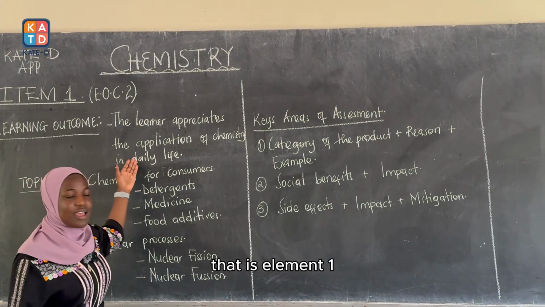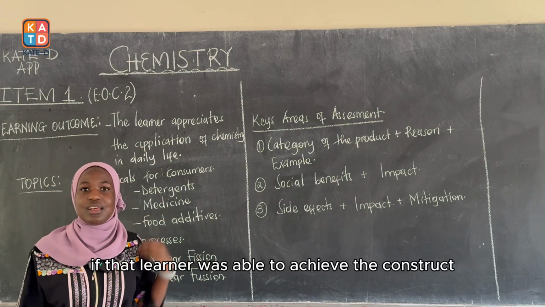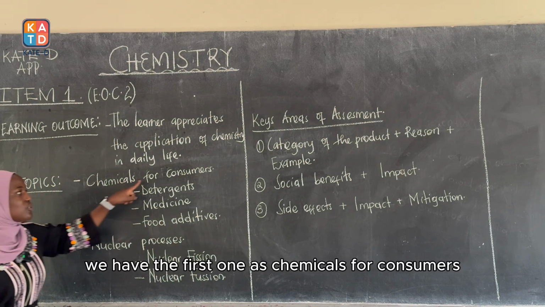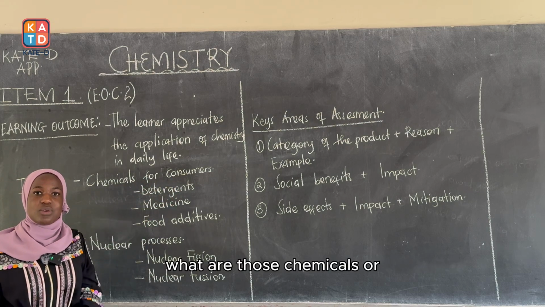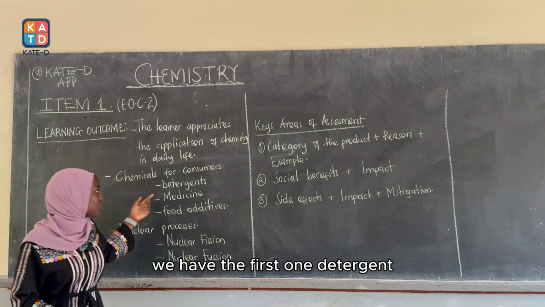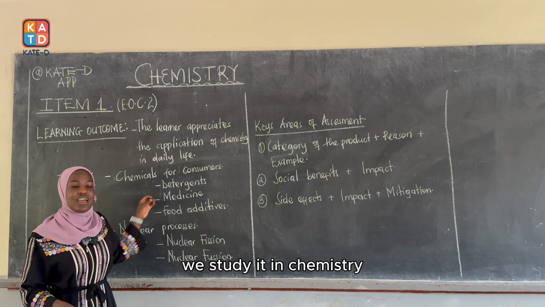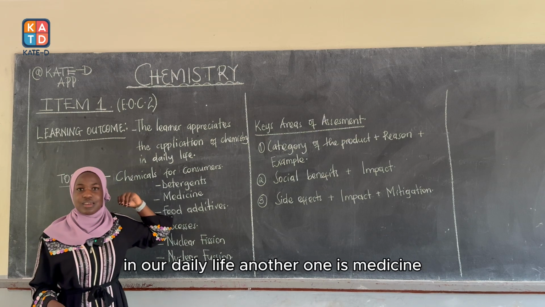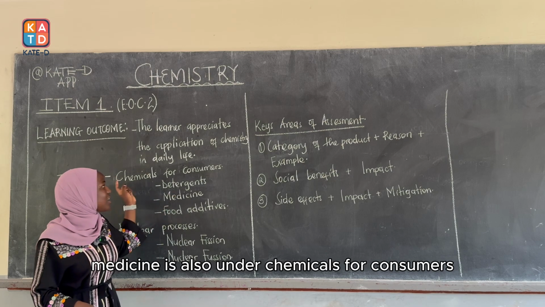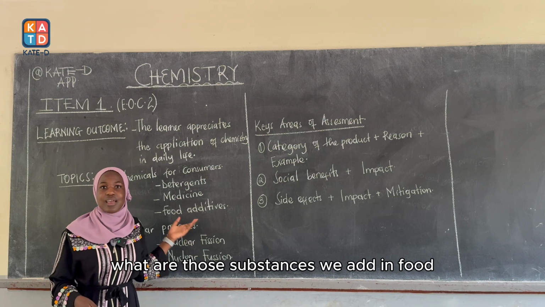That is element 2. And what are those topics that can help us tell if that learner was able to achieve the construct? We have the first one as chemicals for consumers. What are those chemical substances that are consumed by people? We have the first one, detergents. A detergent is a chemical. We study it in chemistry and we look at how it is applied in our daily life. Another one is medicine. Medicine is also under chemicals for consumers. And then the last one, the food additives. What are those substances we add in food?